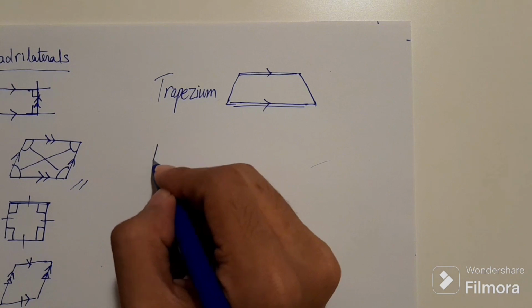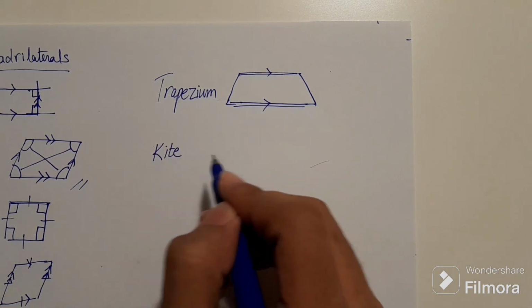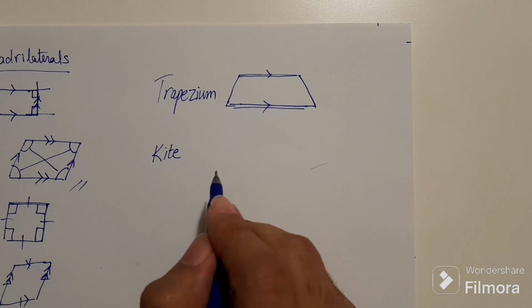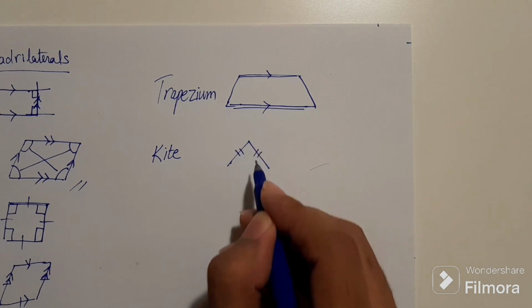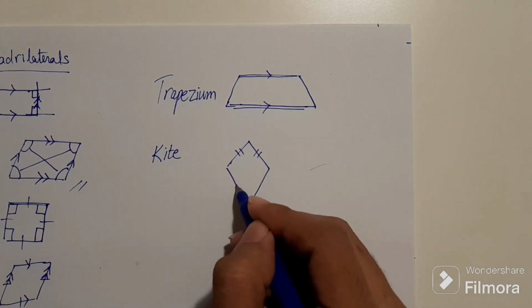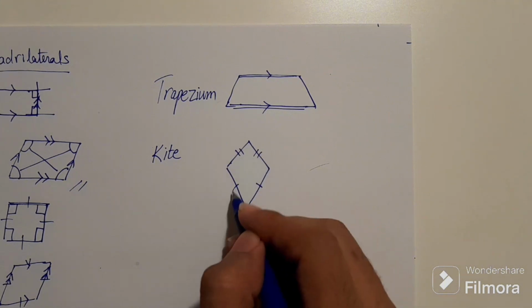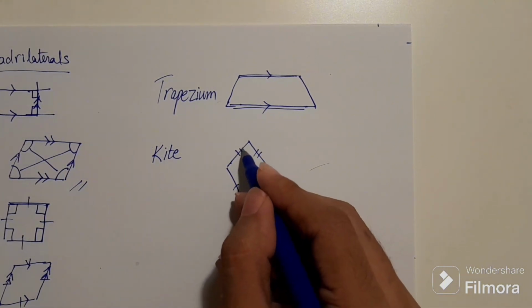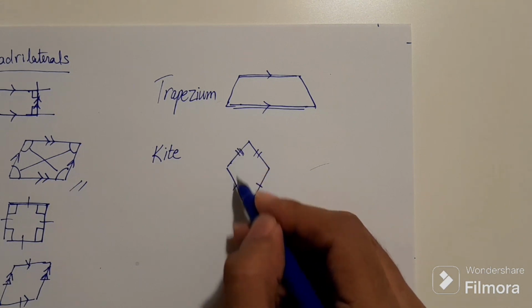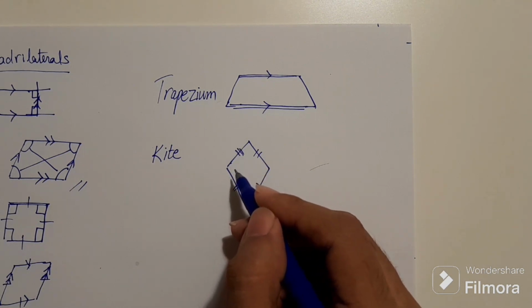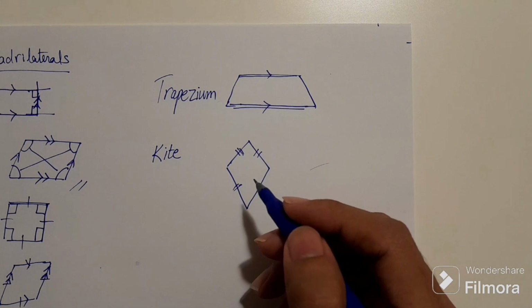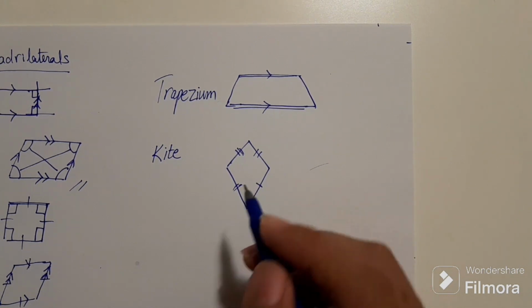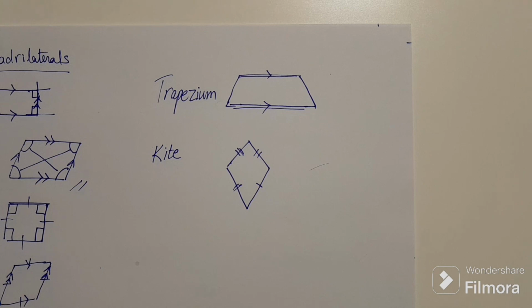Then the last is the kite. What is the difference or main points regarding a kite? In a kite, these lines are equal, this line length and this line length are equal, but this length and this length are not equal. If they are equal, it will be a square or a rhombus. So this is the main thing about a kite. And one pair of opposite angles is equal, and also the diagonals intersect at a 90-degree angle.